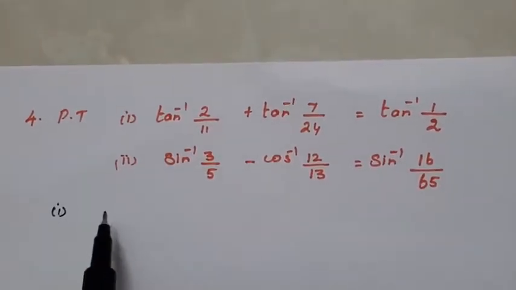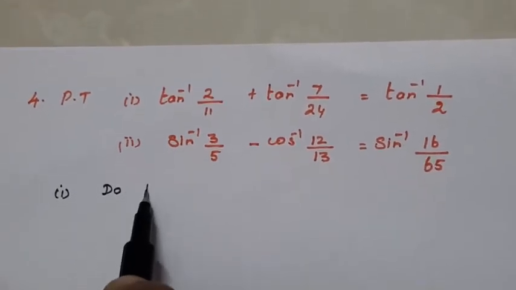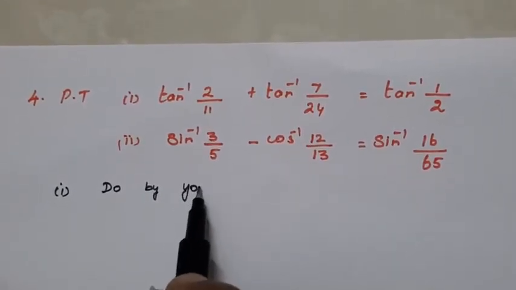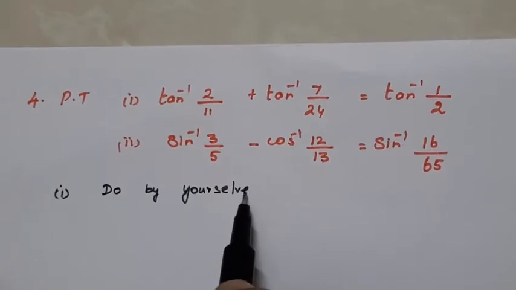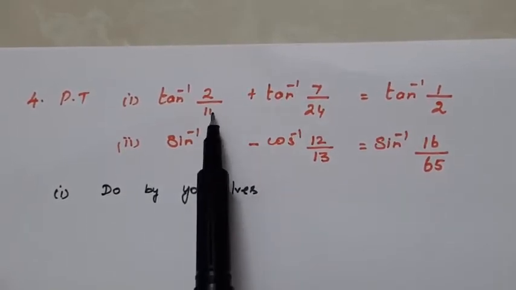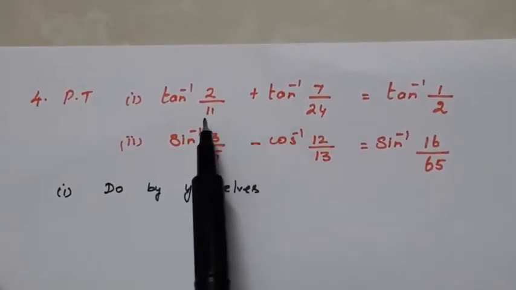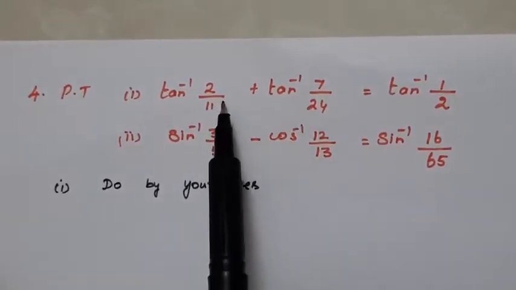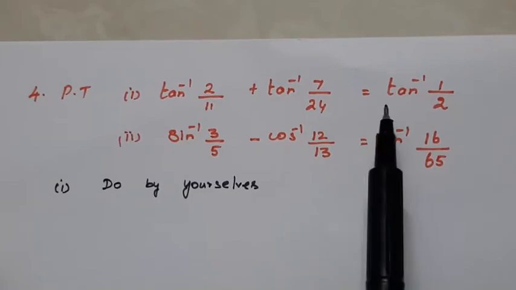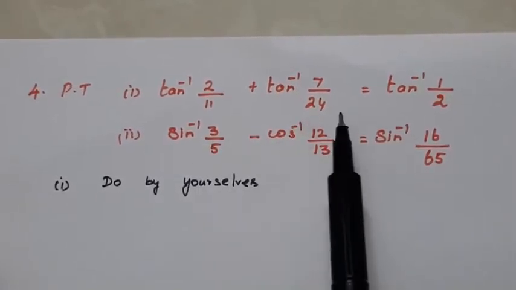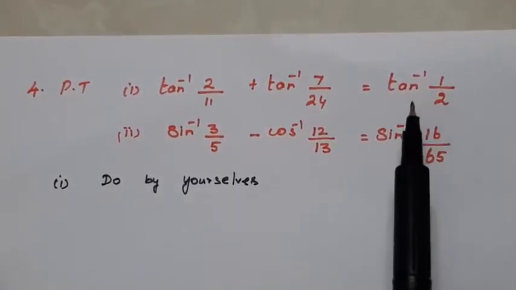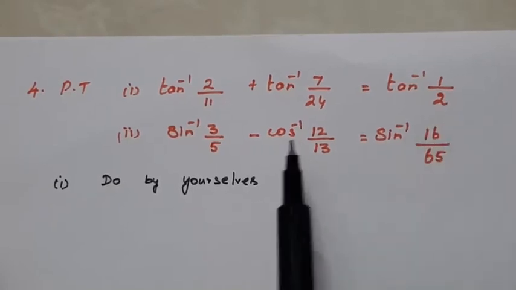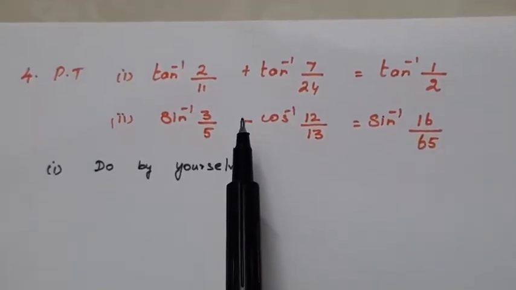See, the first one I am going to leave for you. Do it by yourselves because you have to apply directly the formula tan inverse of x plus tan inverse of y. So the left hand side is of the form tan inverse of x plus tan inverse of y, where the product of x and y is less than 1. So just apply the formula and check whether you got this answer tan inverse of 1 by 2. So it is easy. Try this problem by yourselves.